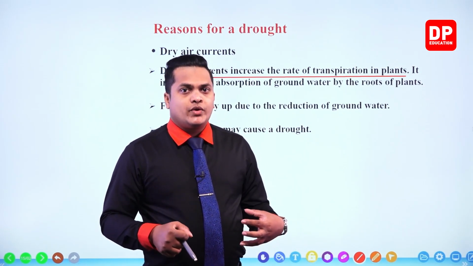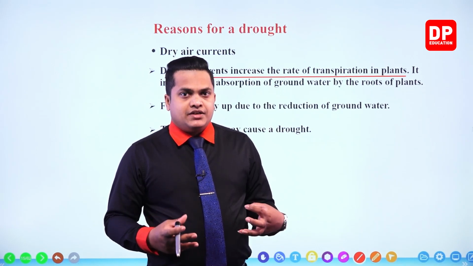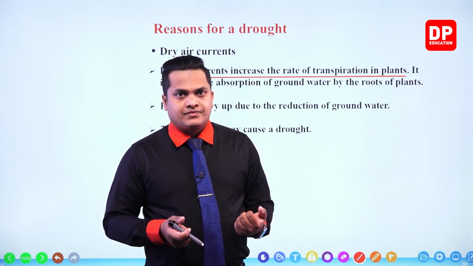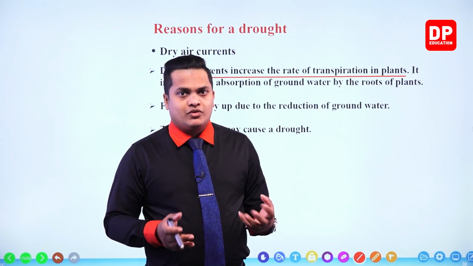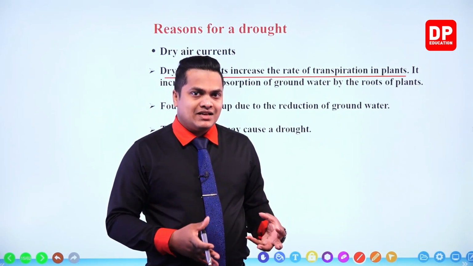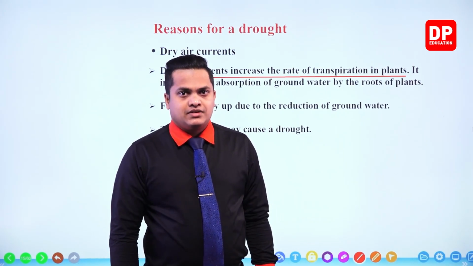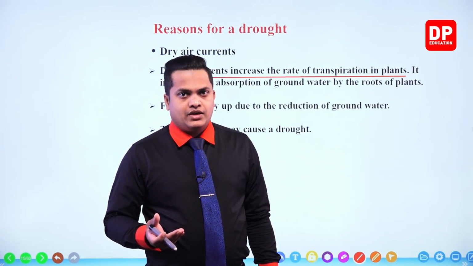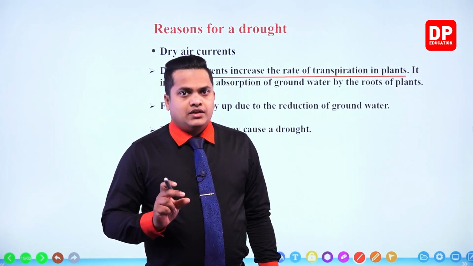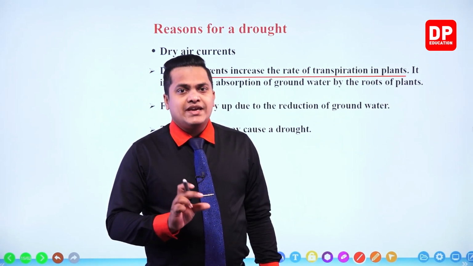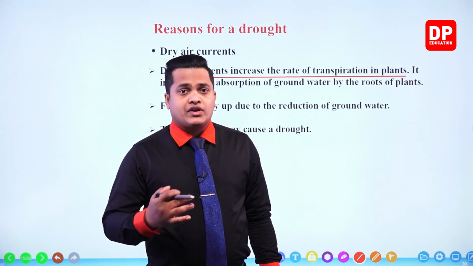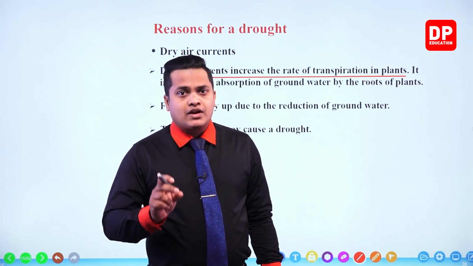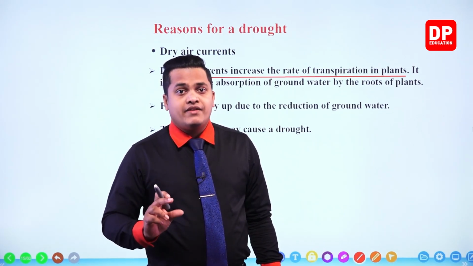If the temperature increases, or if the condition is dry, then the rate of transpiration also increases. Upon increasing the temperature, the rate of transpiration increases. If the environment is dry, the rate of transpiration increases. So what will happen here? Due to dry winds or dry air currents, the rate of transpiration in plants is going to increase. In that case, what will happen? The groundwater level will be affected heavily.